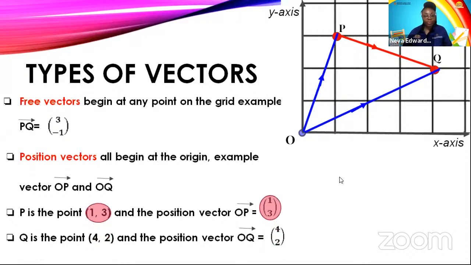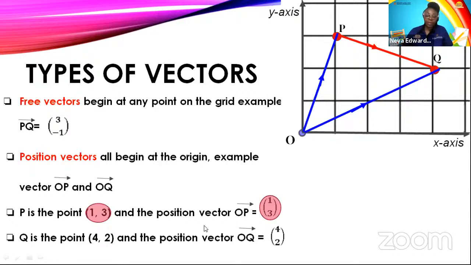Earlier we said something about the coordinates as well. One more thing we want to review before we move on from position vectors is that the point P on the grid is located at 1, 3. However, when we write it as a position vector OP, we're starting at the origin. It shows the movement: 1 unit to the right and up 3.